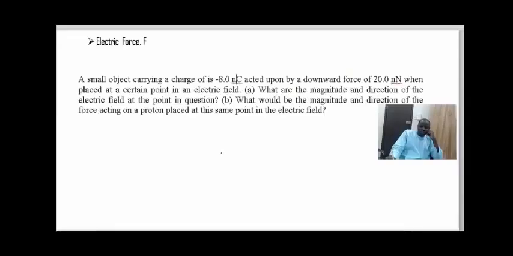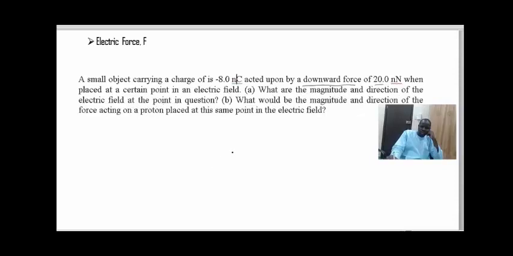Okay, in this case, we are going to attempt some questions that are related to electric forces. This is the first question where we have a small object that is carrying a charge of -8 nanocoulomb, and there is a downward force acting on the object, and the magnitude of the downward force is 20 nanonewton when placed at a certain point in the electric field. The question is, what are the magnitude and direction of the electric field at the point in question?